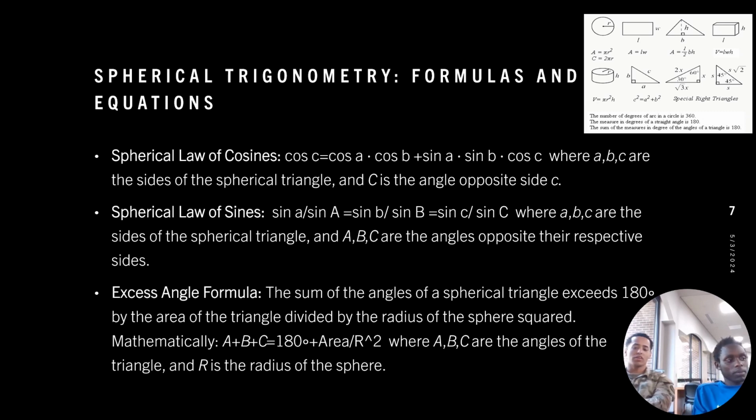You're going to learn, you're like, oh, a triangle's only 180 degrees. What are you talking about? Well, later in this PowerPoint, I'm going to teach you that dealing with spherical geometry, you're going to have triangles that exceed 180 degrees. This is by the area of the triangle divided by the radius of the sphere squared. So mathematically, a plus b plus c equals 180 degrees plus area over radius squared, where a, b, and c are the angles of the triangle and r is the radius of the sphere. Like I said, this is just a few. There are going to be plenty more.